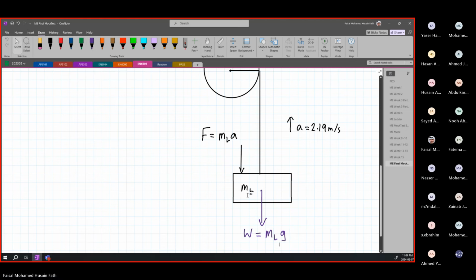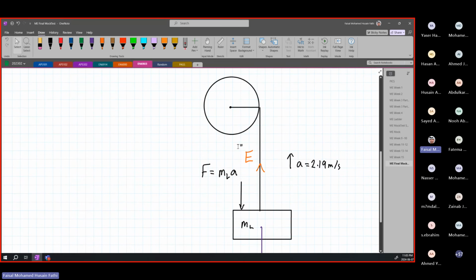All right? And then you're going to have a tension force over here, which we usually call E. So this is what it will look like for your block. This is your free body diagram for the load. How about the drum? This tension E, if it's going upwards here, every force has an equal and opposite reaction. Yani every action has an equal and opposite reaction. Newton's third law. So the same value of E is going to be in a downwards direction when we're looking at it from the perspective of the drum.